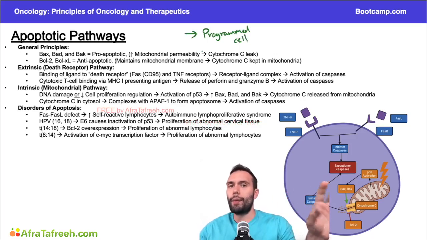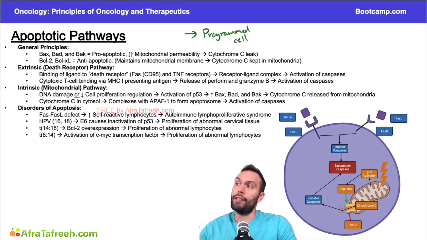And there's two major pathways that this is going to go through. So there's an extrinsic pathway we call the death receptor pathway, and there's an intrinsic pathway or the mitochondrial pathway. All right, so I'm actually going to skip this general principle section. We're going to come back to it in a minute, but I just want to talk about this extrinsic pathway first. So the extrinsic pathway is kind of like it says.